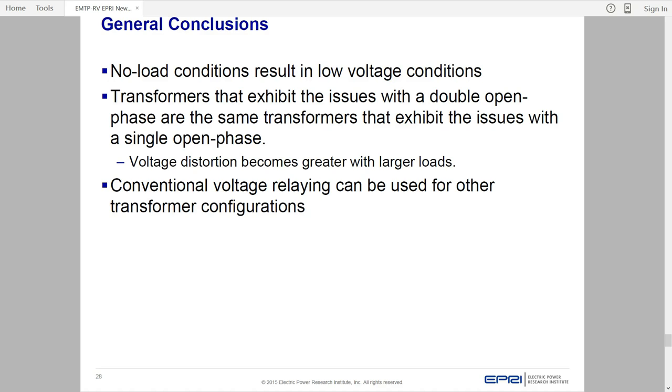So general conclusions: the no load conditions with the double open phase result in low voltage conditions, and the transformers that exhibit the issue with the single open phase exhibit the same issues with the double open phase.